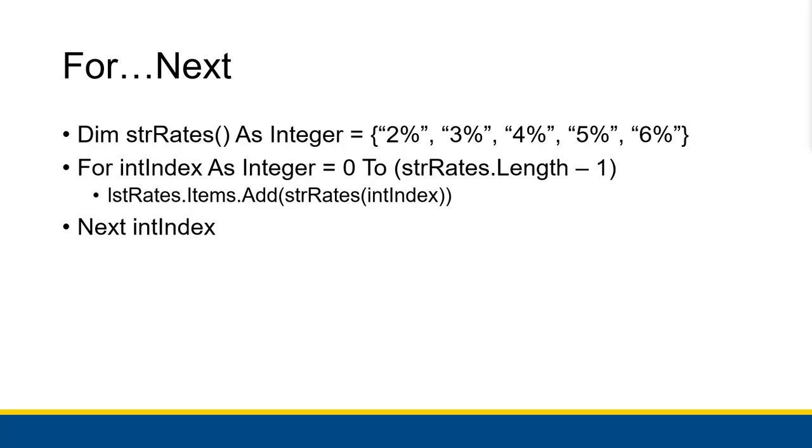Here is the same program, but using a for next statement instead of a do loop statement. So int index is just declared in the for statement right here. I go from 0 to string rates.length minus 1. Again, I could do dot GetUpperBound and pass in 0 if I wanted to. I chose not to this time. But everything else is pretty much exactly the same.